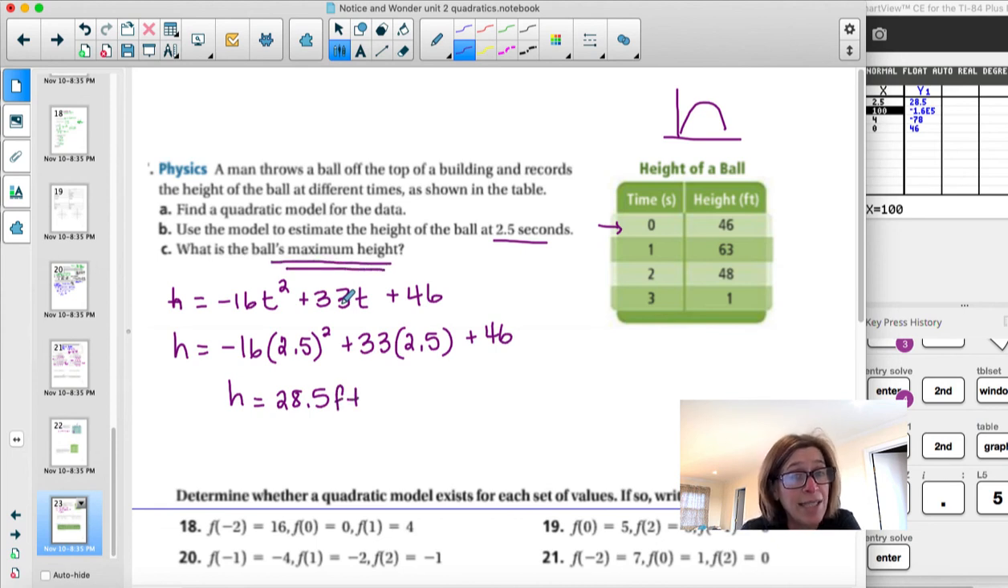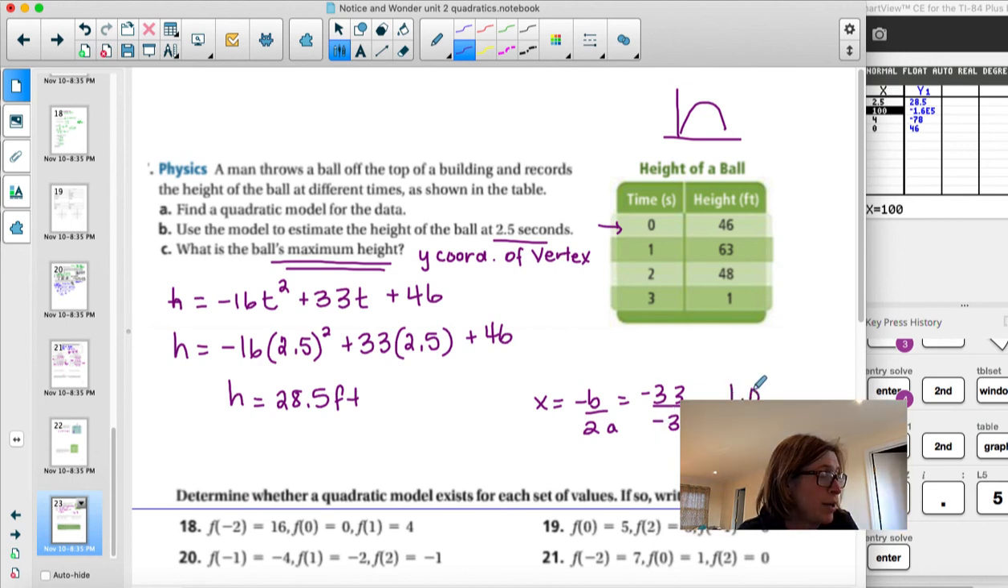Okay, and then it says, what is the ball's maximum height? Okay, that's actually asking me for the y coordinate of the vertex. All right, so to find the y, you need the x. So we're going to do x equals negative b over 2a, which is going to give me negative 33 all over negative 32. And if you calculate that, that's going to work out to be about 1.03125. And there's my x.